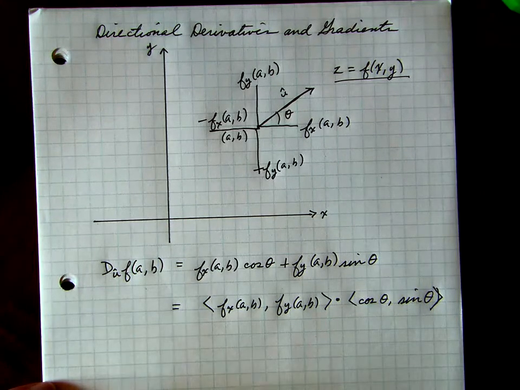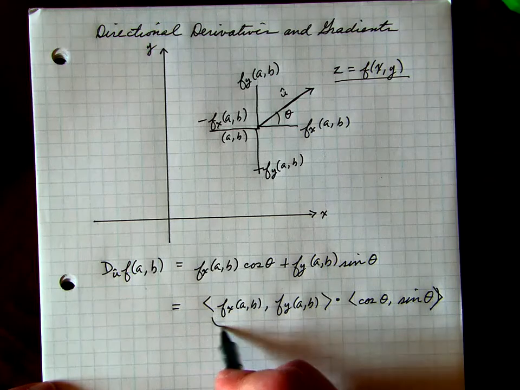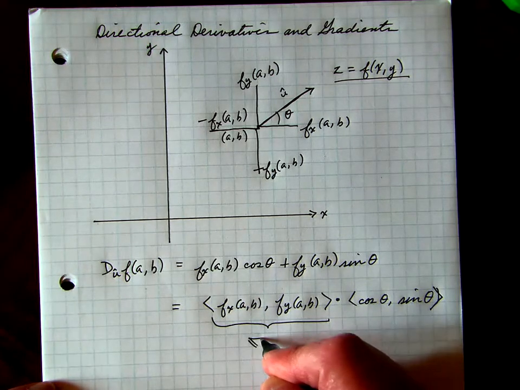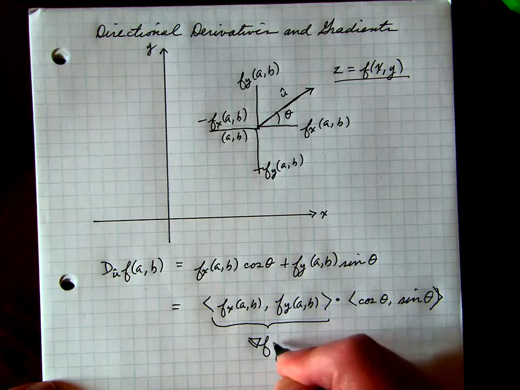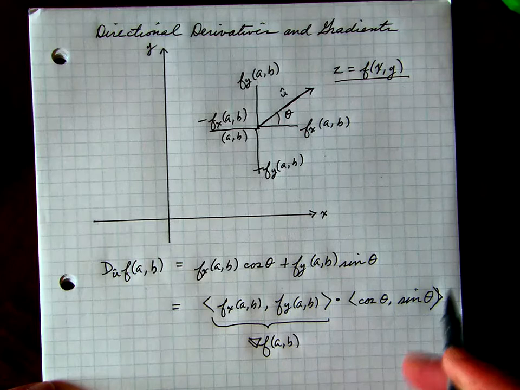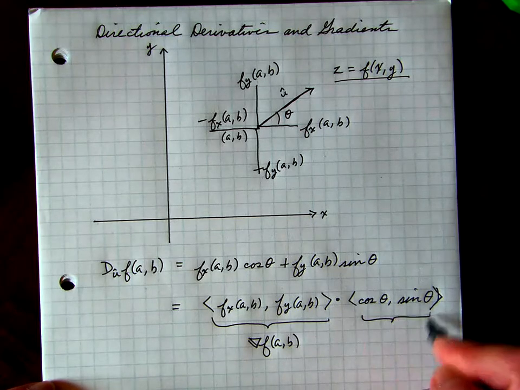There's a lot of stuff going on here. This fellow right here has a special name called the gradient function, evaluated at (a, b). And of course this guy, he's just our unit vector u.